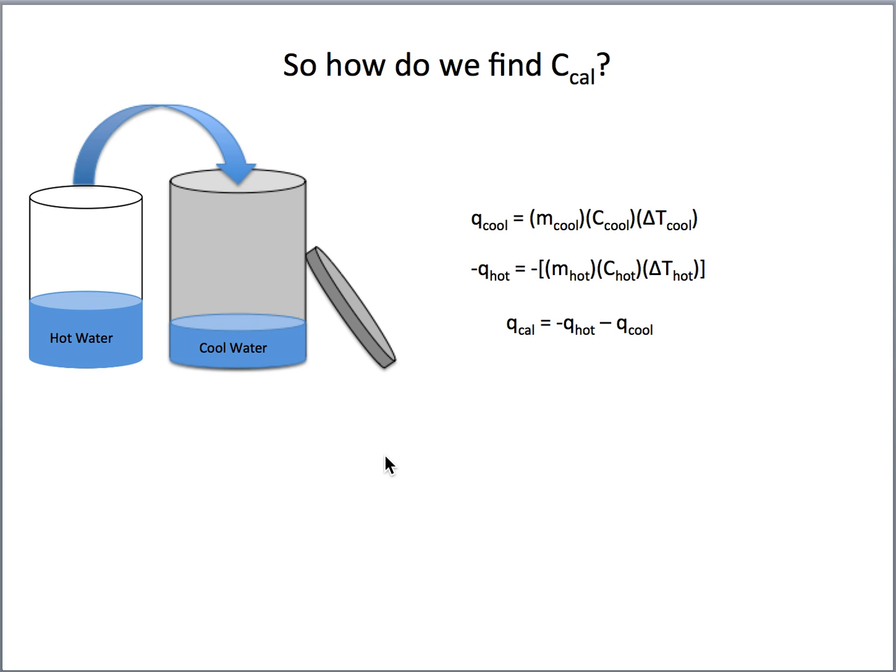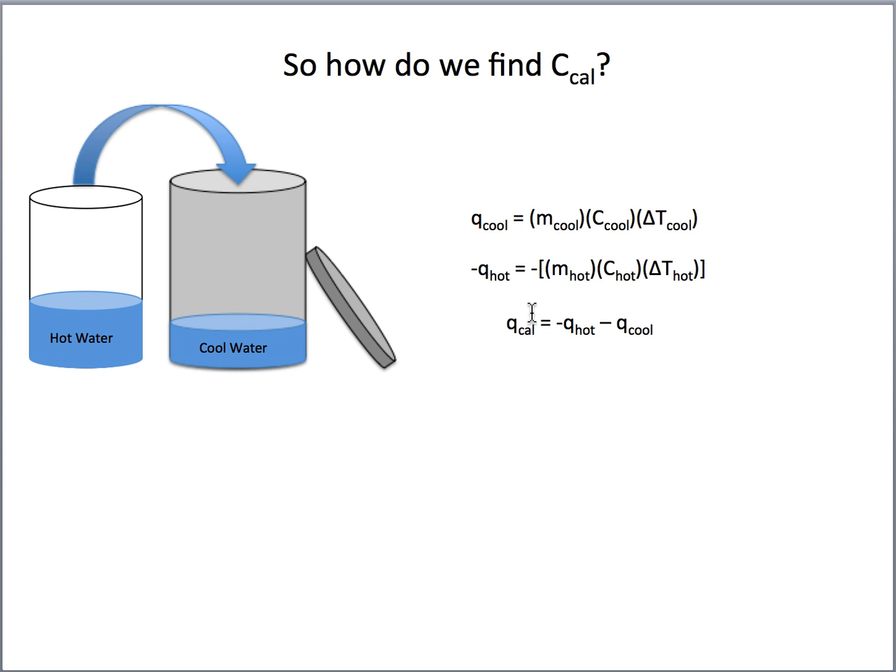Okay, so we have our hot water that we're pouring into our calorimeter with our cool water. We're monitoring the temperature through this process, and then the temperature will increase until it reaches an equilibrium value, and that will be our final temperature for everything. Okay? We'll also need to know the initial temperature of our hot water and the initial temperature of our cool water in order to solve.